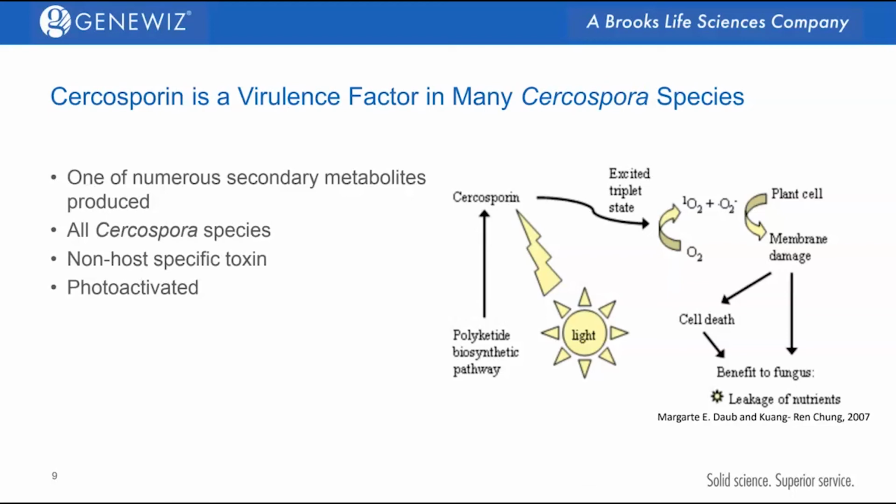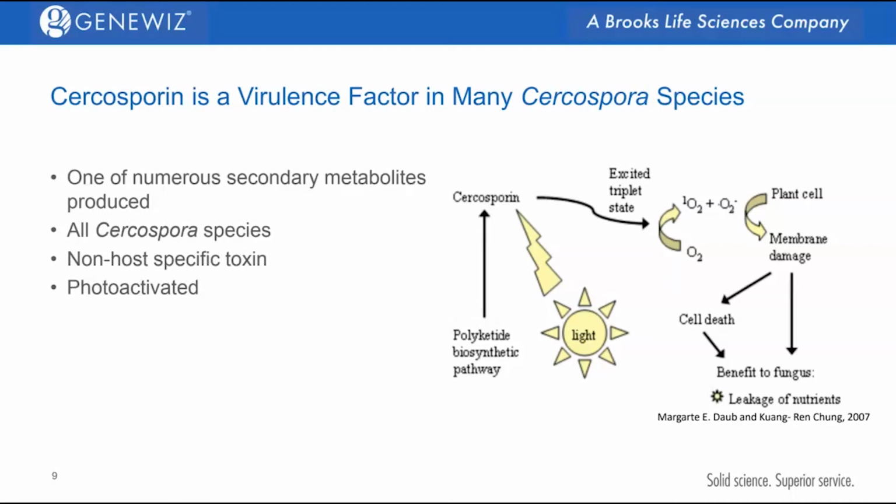Cercosporin is a secondary metabolite that's well reported to be produced by different species of Cercospora. It is one of the numerous secondary metabolites produced, and it's been known that it's produced by all Cercospora species. It's broadly a non-host specific toxin. That means it's not limited by a host. Whether it's a maize pathogen or a rice pathogen or a soybean pathogen, everyone produces this.